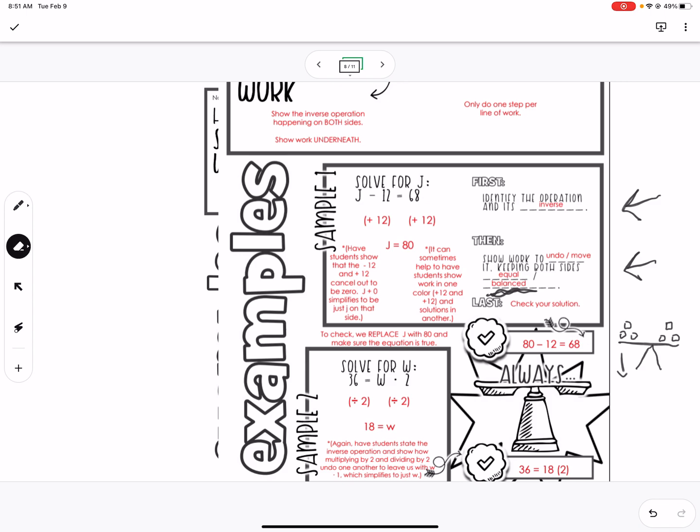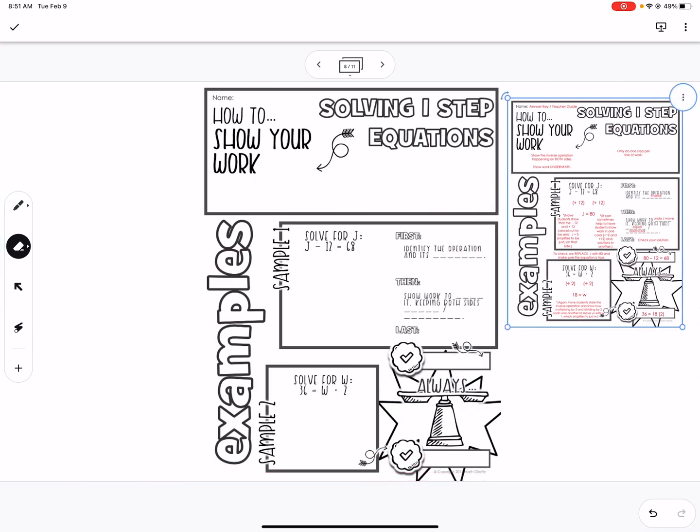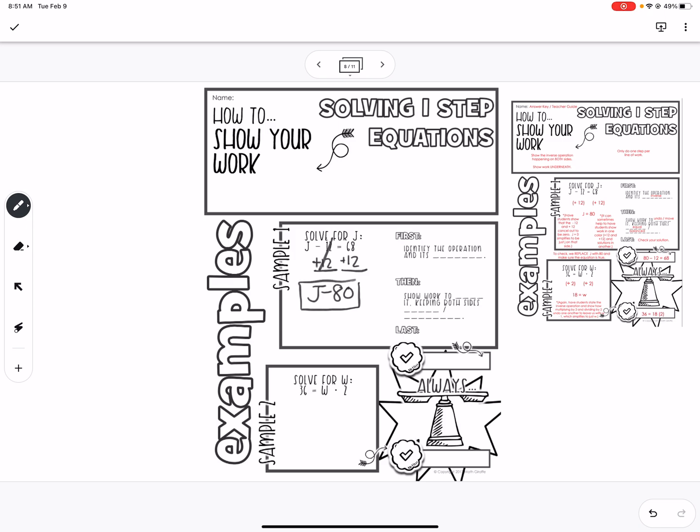So what you can do on these ones, you could do this in your notebook, or again, if you want to try and do it in your actual Jamboard, you can go on here. Opposite of subtracting 12 is adding 12. Cross it out, add 12. J equals 80. To check it, maybe I plug it into a calculator. 80 minus 12 is 68. We're good to go. Okay?